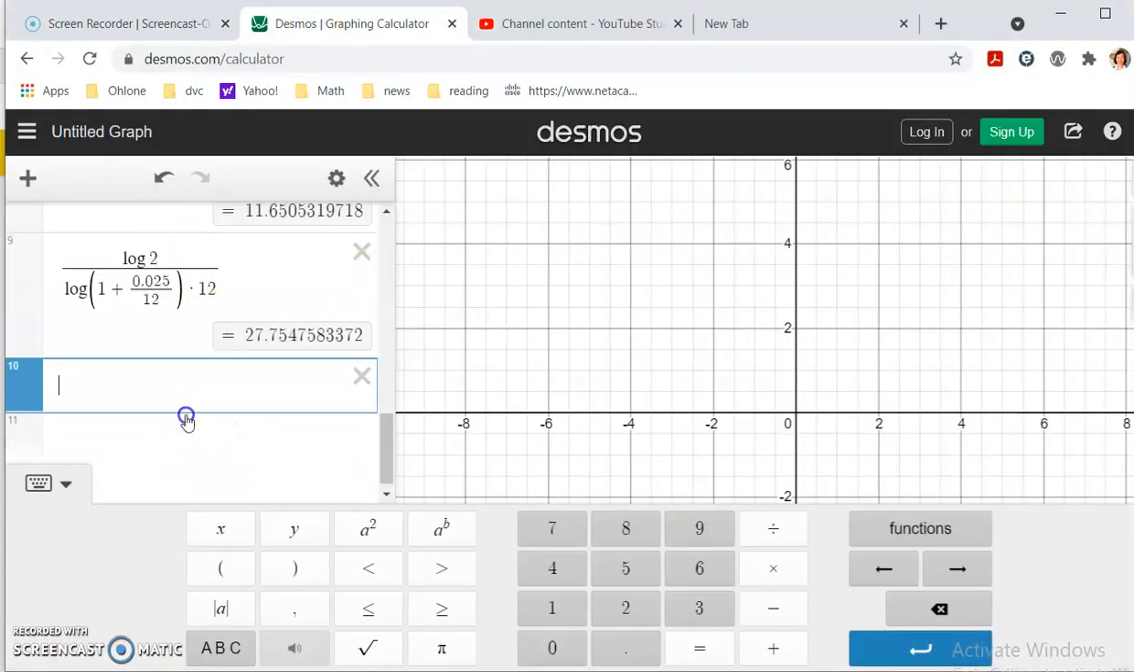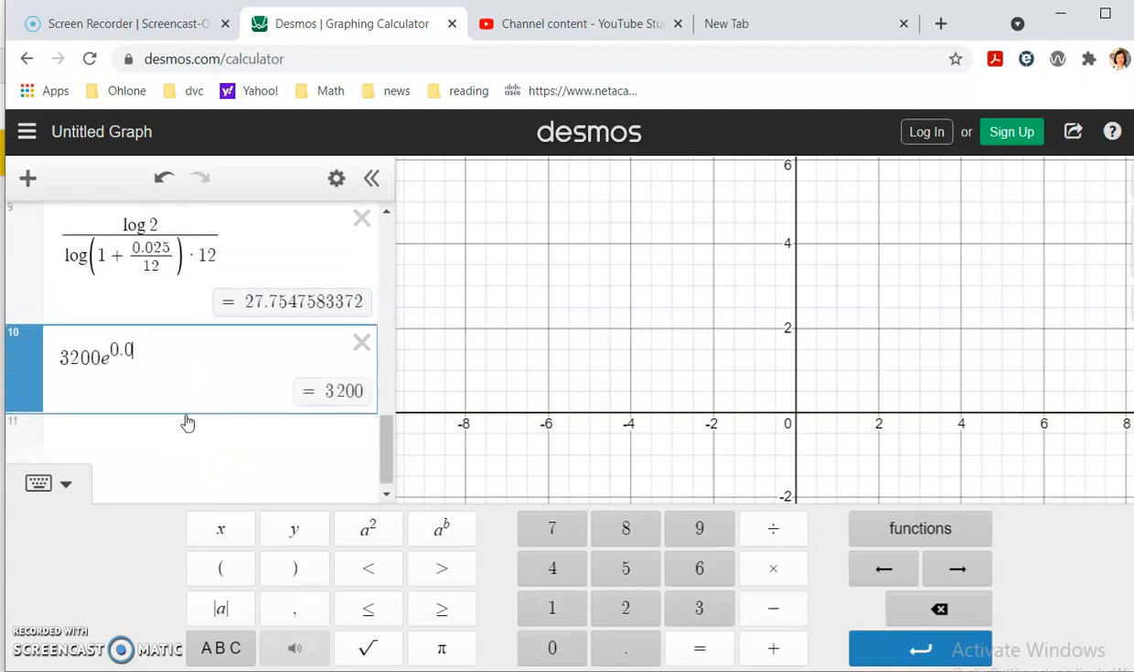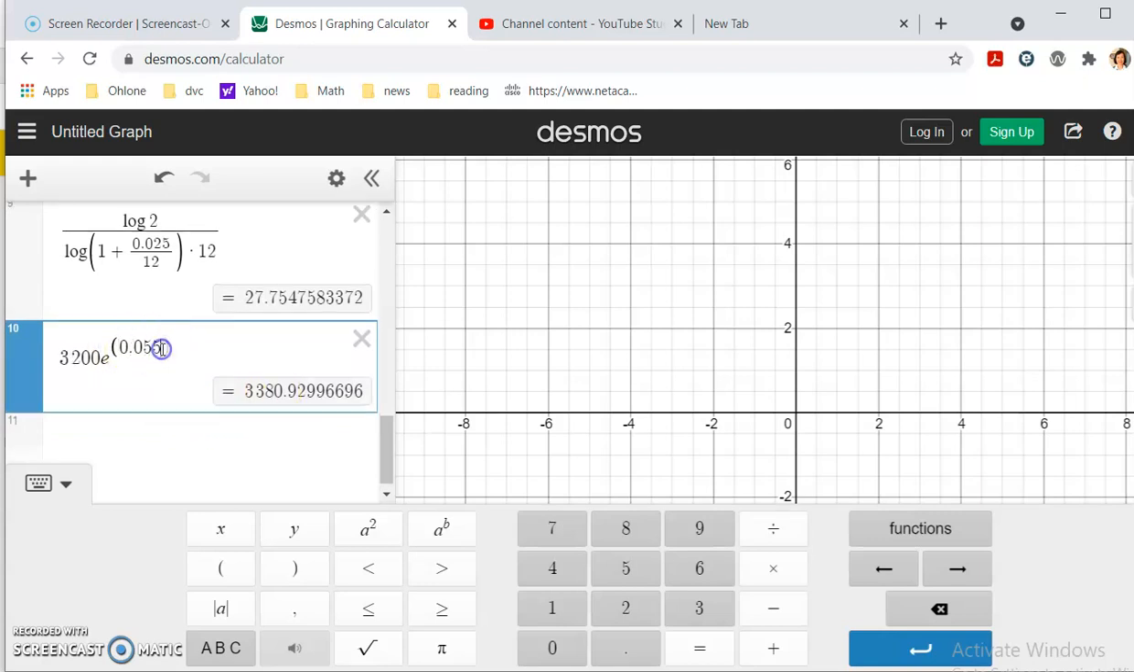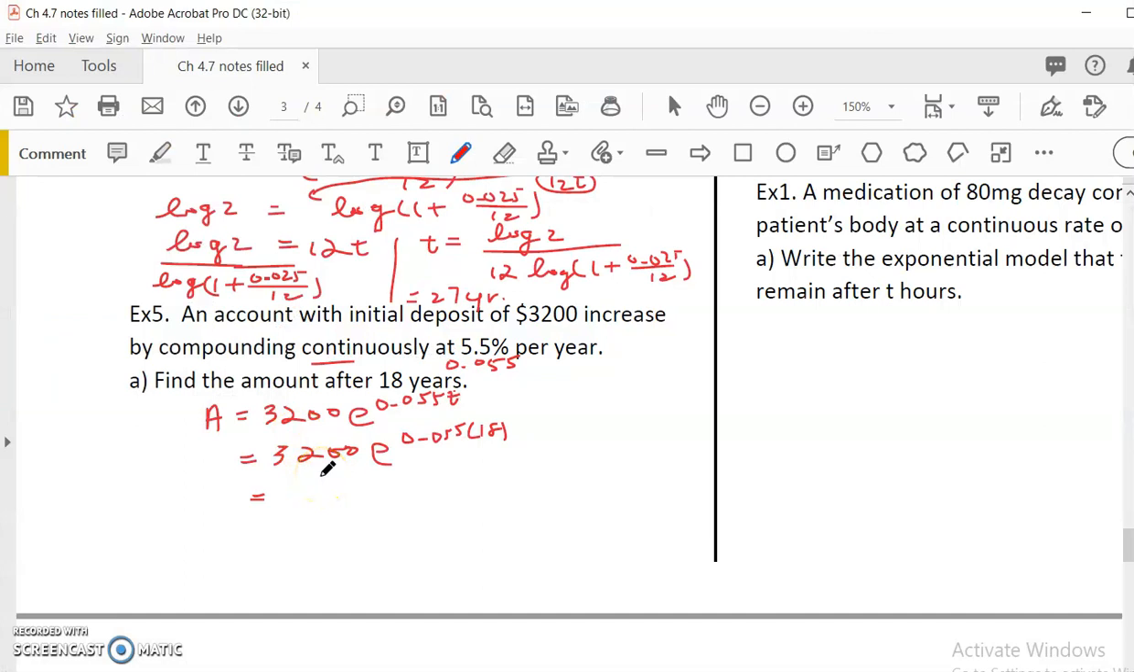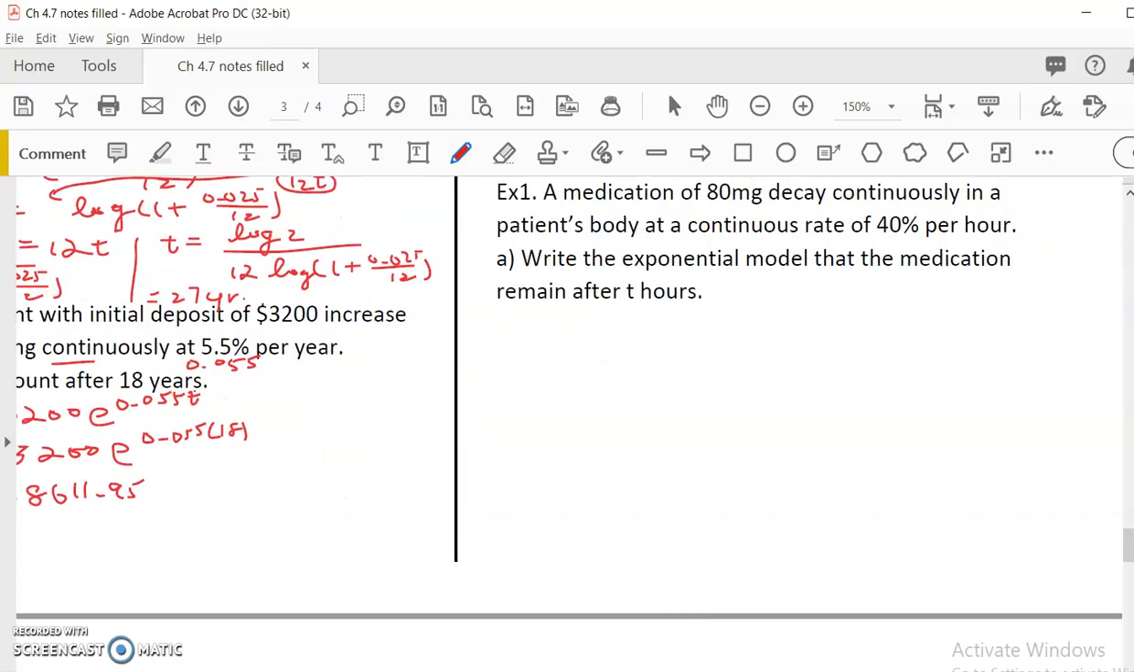Okay, so on the calculator: 32,000 e to the power 0.055. Yeah, we need to do the parentheses because I need to multiply by 18. That gives 85,611.95. So the amount of money is $85,611.95, rounded to the nearest cent.